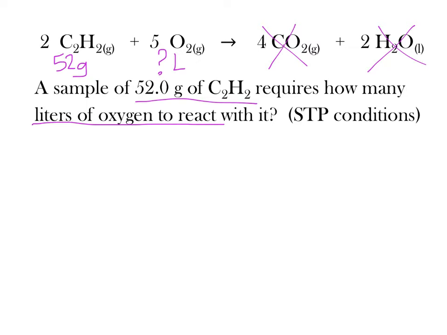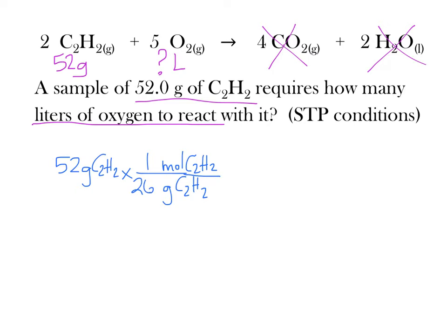We got 52 grams of C2H2. The problem is those are grams, not moles. So we have grams of C2H2 to moles of C2H2. Since those are grams, not moles, my very first step is turning it into moles. 1 mole of C2H2 has a mass of 26 grams. And I got the 26 from 2 carbons weighs 24, 2 hydrogens weighs 2. That's a total of 26.